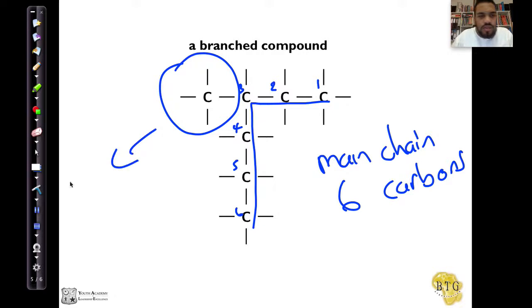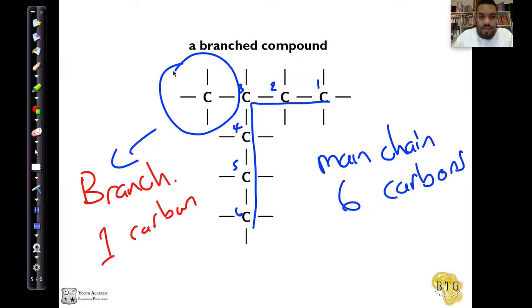Right, what do we see over here? That's what we call a branch. Okay, that's a branch. That's the main chain, that's 6 carbons. This is what we call a branch over here, and our branch has 1 carbon. Now, you might as well learn it right now. When you have a branch that contains 1 carbon, we call that a methyl group, which we'll speak about a little bit later.